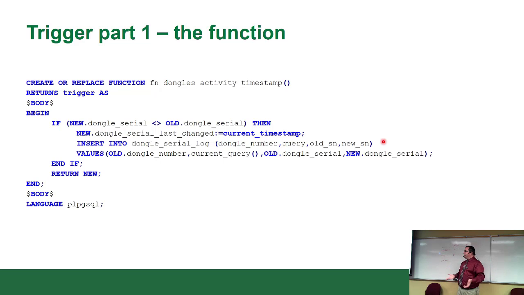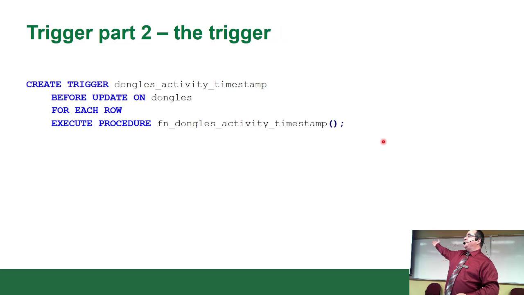So that's what a function for a trigger looks like. Just looks like another function, but it does a little bit of magic. And here's the actual trigger definition. Create trigger, give it a name, before update on dongles for each row, execute. Ta-da. That one's actually straightforward. The function declaration is more complicated.